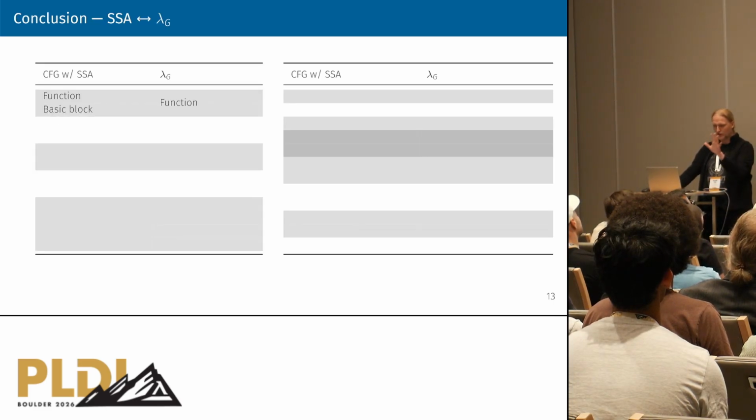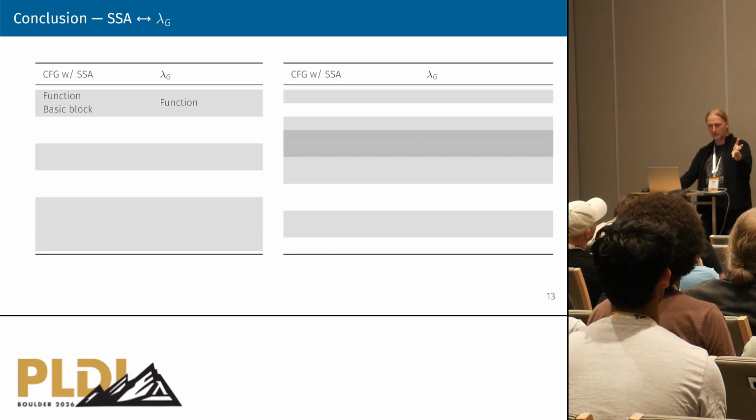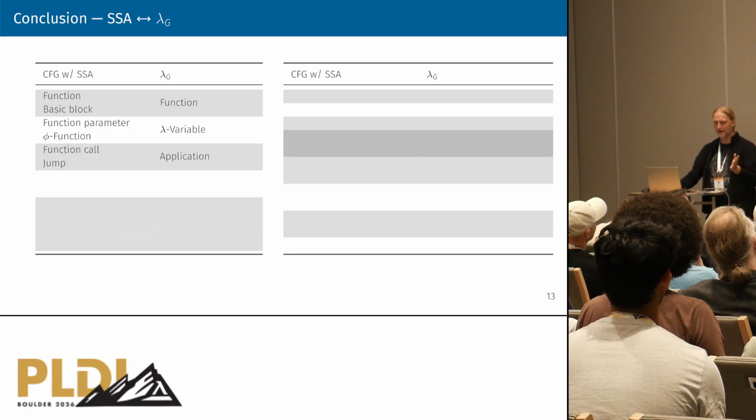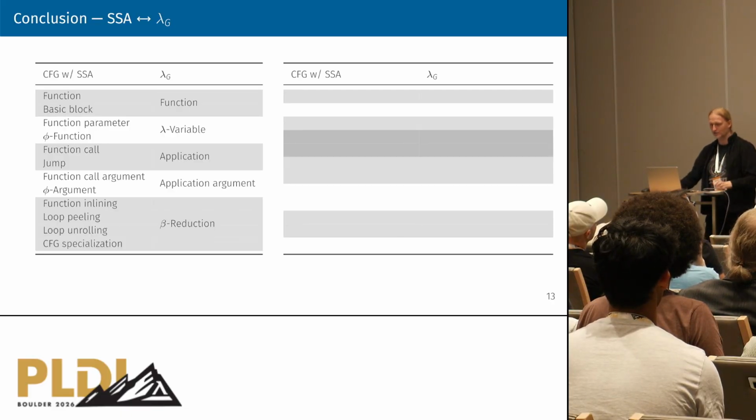So here you can see how different concepts map to lambda G from CFG with SSA form. So we've already discussed that both functions and basic blocks are just functions in lambda G. Function parameters, phi functions, are lambda variables. Function calls and jumps are just applications. Function call arguments or arguments to phi functions are arguments to this application.